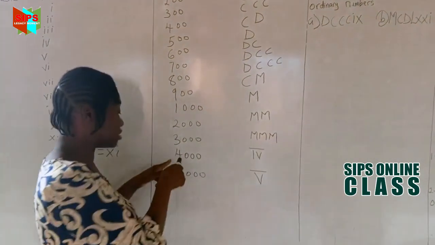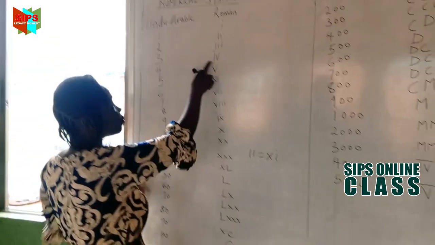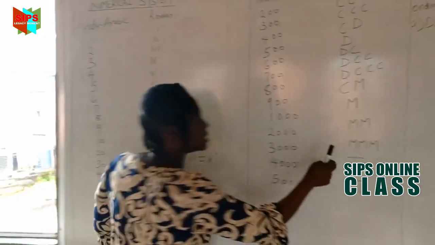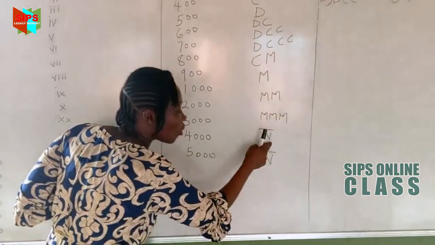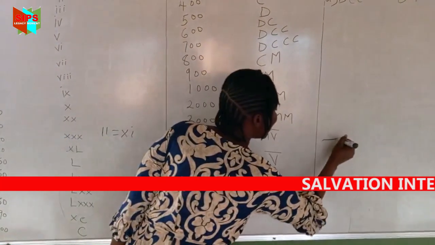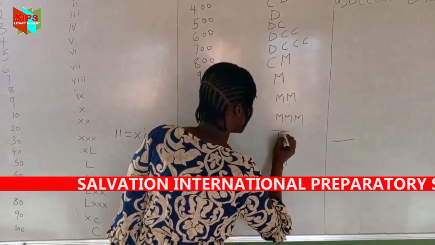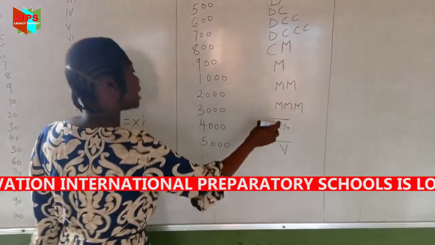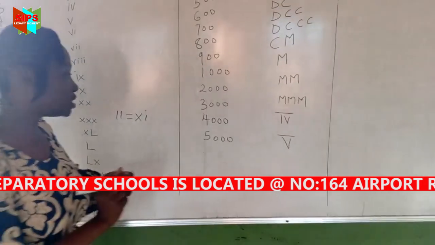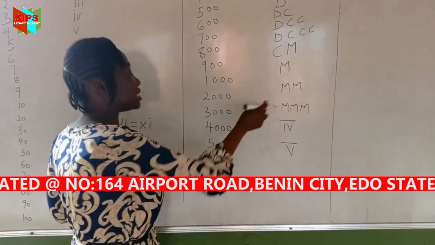So now we are getting to 4,000. Remember, Roman figure 4 here is IV. Then you will observe a bar. This stroke is called a bar. Can you see it? So this is IV bar, meaning 4,000. This bar represents 1,000.